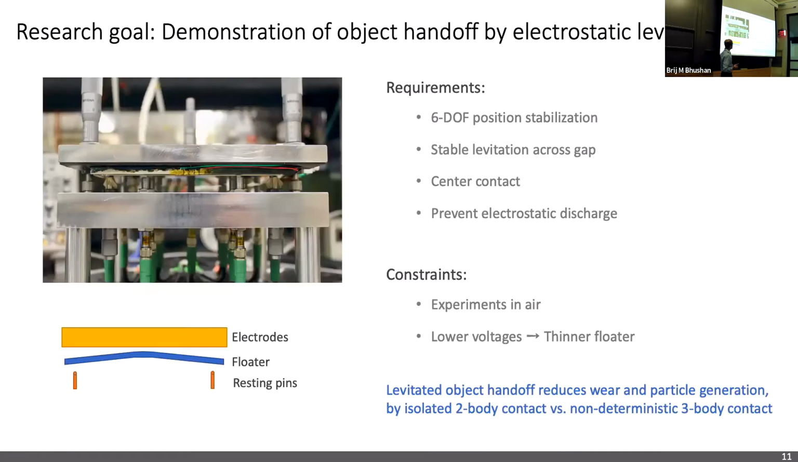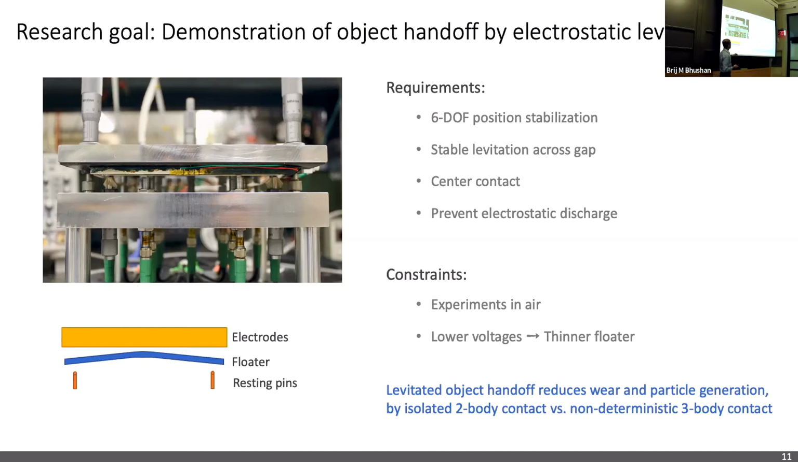To achieve that, we need to be able to achieve the following. First is we need to stabilize the floater position. So floater and reticle I'm using interchangeably, and I'll explain why in a moment. So we need to stabilize this floater in 6 degrees of freedom, and we are changing the gap from 250 microns approximately all the way to 0, and then making contact. So the levitation must be stable across a range of air gaps. We make first contact at the center, and then we have to be able to also control the flexible bow mode.